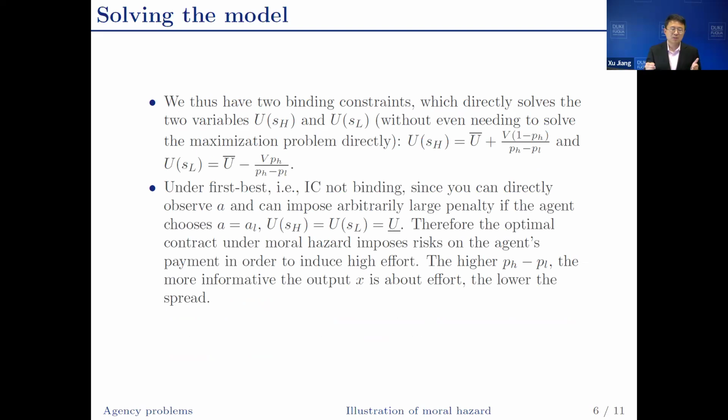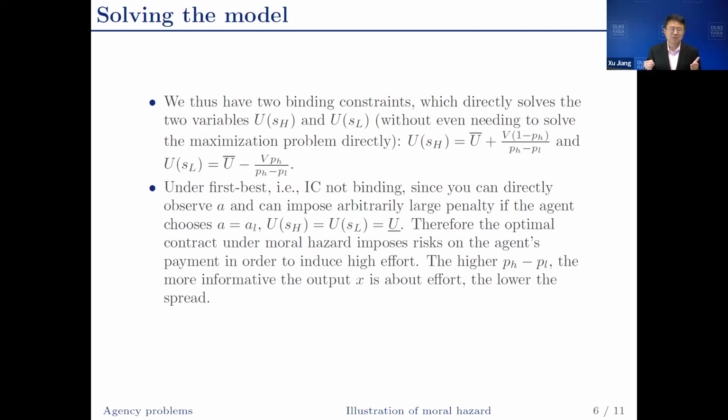Now compare this contract, which is what we call the second best case, with the first best. The first best is when you can ignore IC because you can directly observe A, and so you can impose a sufficiently large penalty if the agent chooses low effort. So you don't need to make it incentive compatible for the agent to exert high effort because you can directly observe the effort.